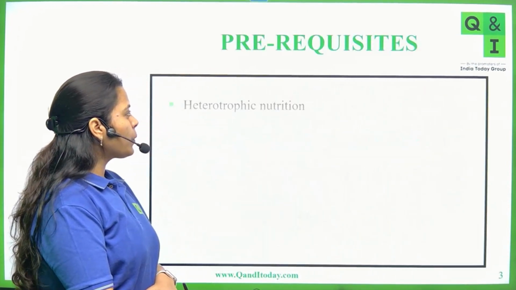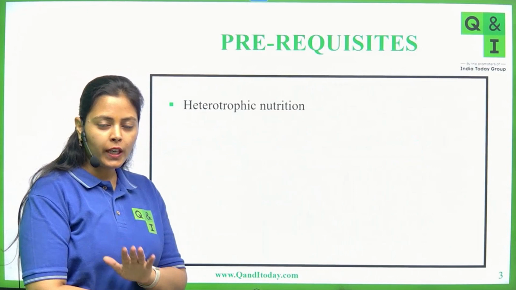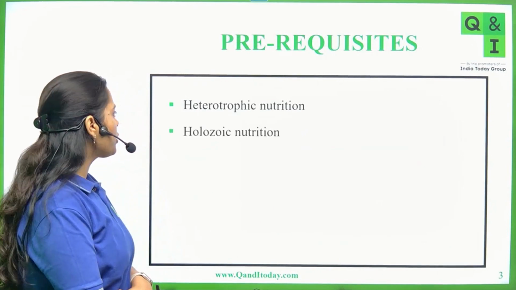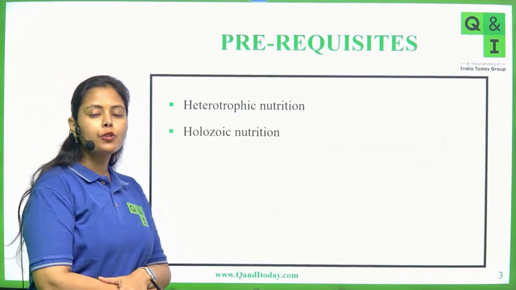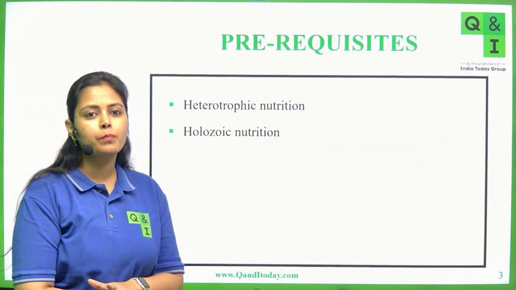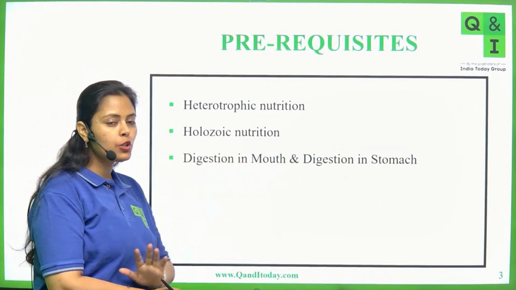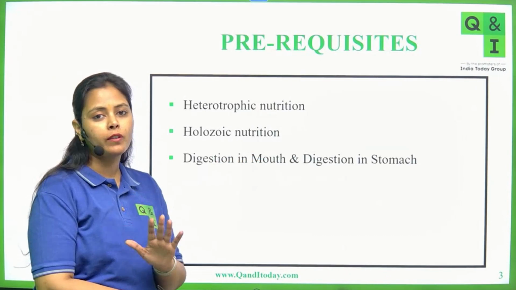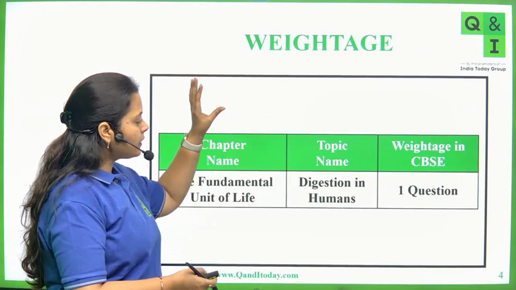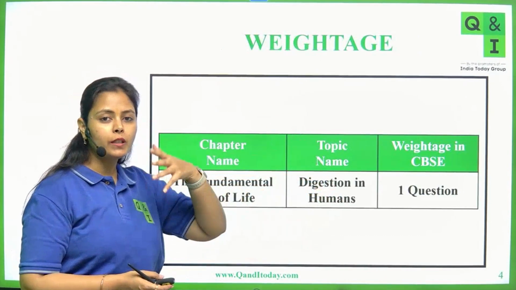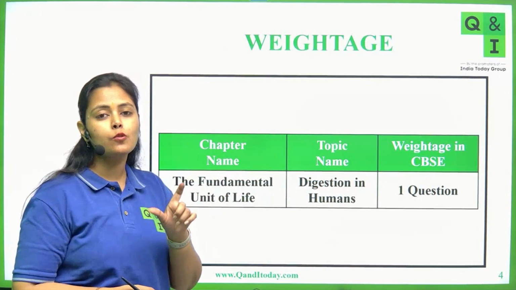Yes. Okay. Good. So now the prerequisites for today's class would be that you need to be thorough with the term heterotrophic nutrition. Then what is holozoic nutrition? It is basically the type of nutrition which is performed by human beings. And next, digestion in mouth and digestion in stomach. Till this we have already covered. Now in today's class we are going to talk about digestion in small intestine.